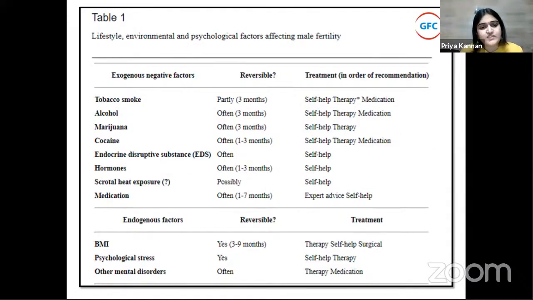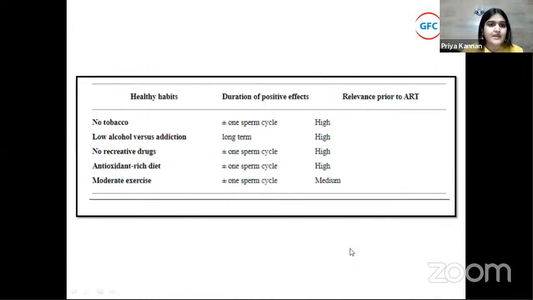That is a huge list of what can affect what, is it reversible, and what is the treatment, from tobacco, alcohol, to various substance abuse, to BMI. BMI, yes, that is one of the major things that we are seeing now. Yes, and the therapy as well. And as opposed to that, the healthy habits such as no tobacco.